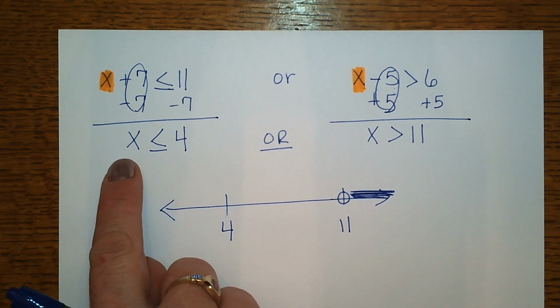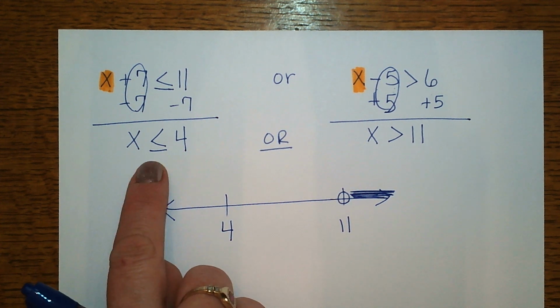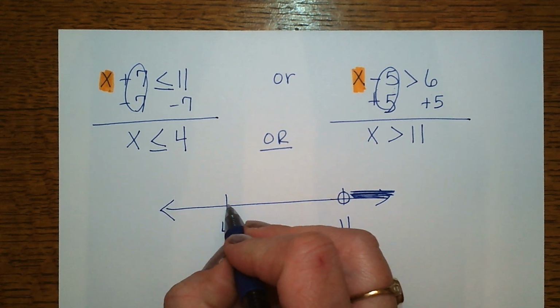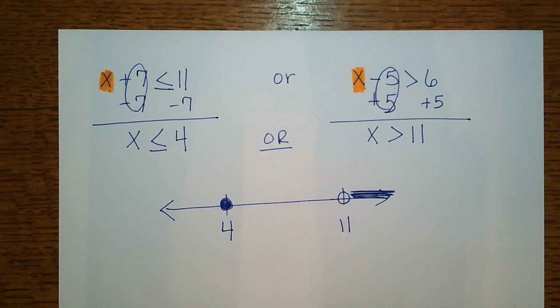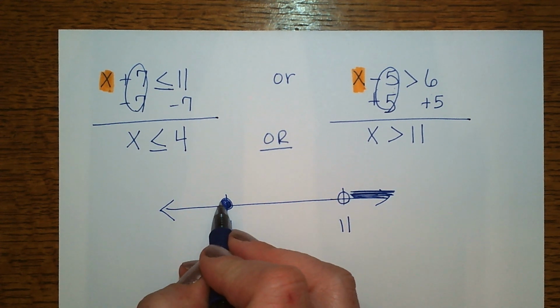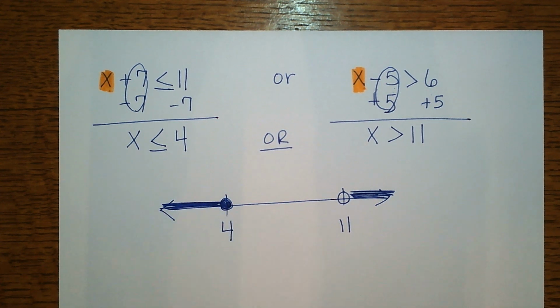This answer says x is less than or equal to 4. Because it has the or equal to, remember that that means we have a colored in circle. Less than goes to the left because numbers that are less than 4 are to the left of 4 on a number line.